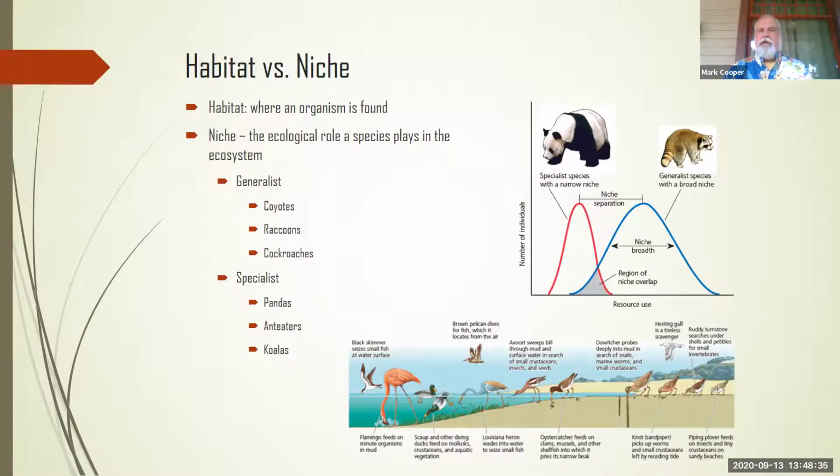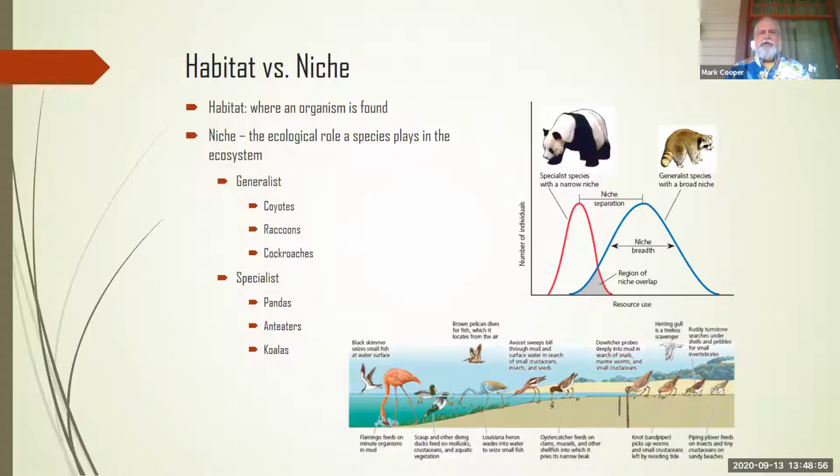whereas a niche is kind of the third grade answer, which my wife teaches, would be their job. What role do they play? How do they fit into the ecosystem? So what is their ecological role? And so those differ a bit.